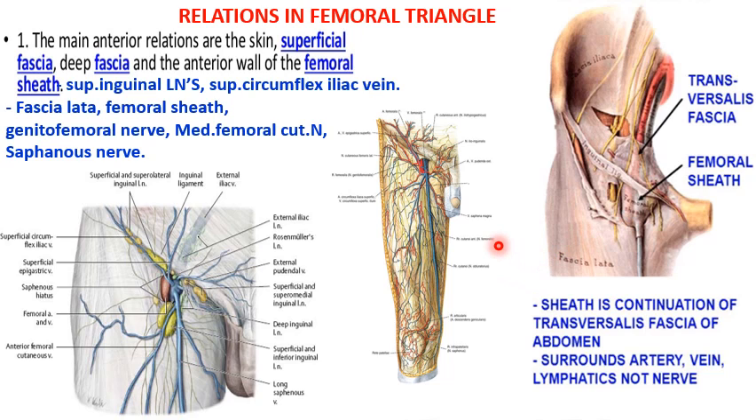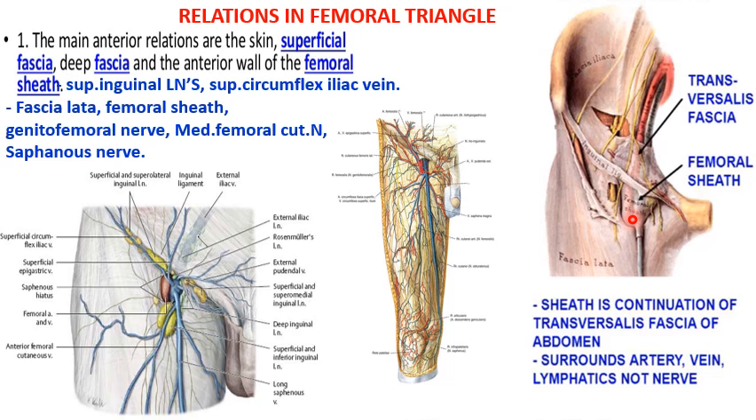So anteriorly, from superficial to deep, we have the skin, then the superficial fascia, then the deep fascia, and the anterior wall of the femoral sheath. So these are the layers that are present anteriorly.